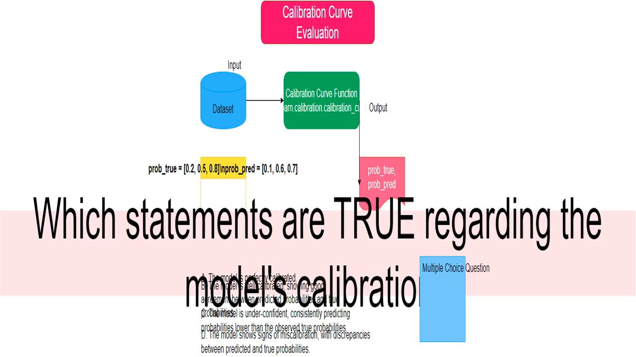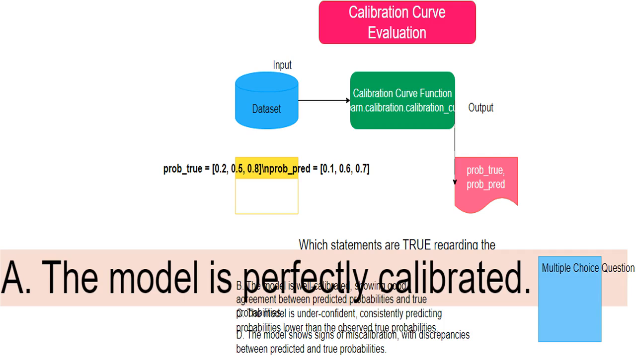Okay, so we need to decide which statements accurately reflect how well the model's predicted probabilities match the actual results. The question is assessing my understanding of model calibration using the outputs from a calibration curve, specifically how closely the predicted and actual probabilities align. This is incorrect. A perfectly calibrated model would have _prob_true and _prob_pred values nearly identical for all groups. That isn't the case here.